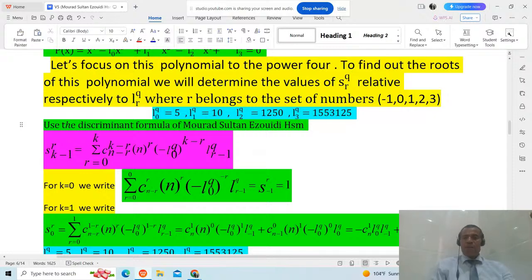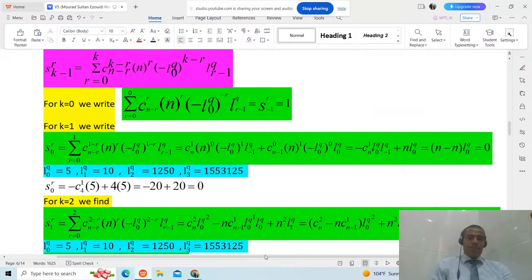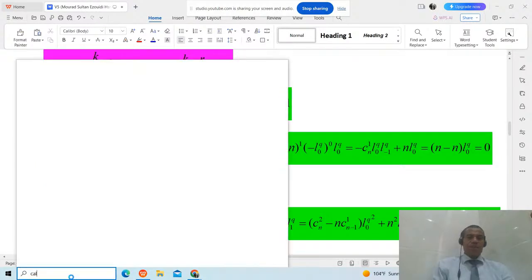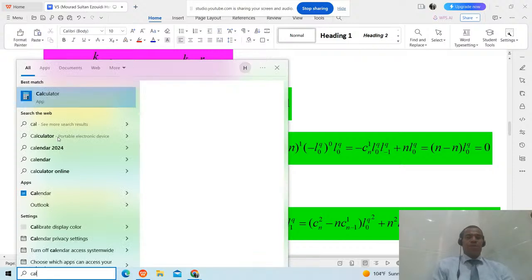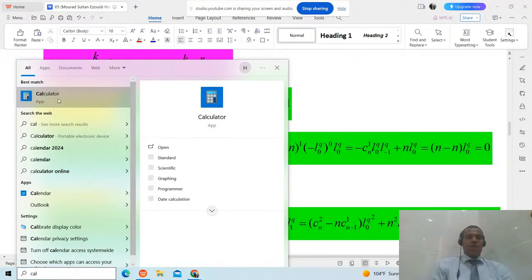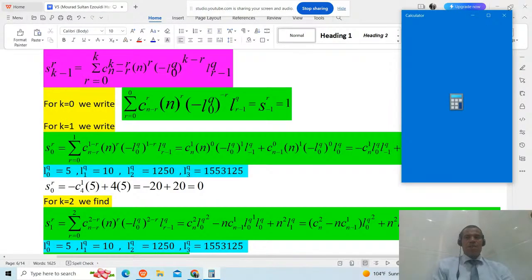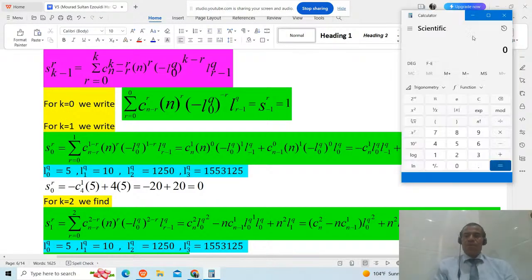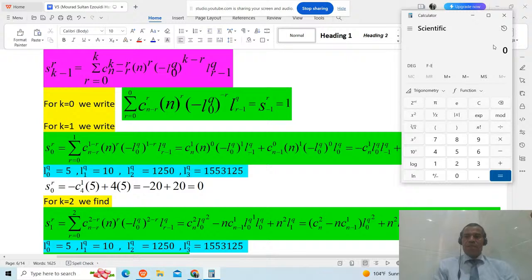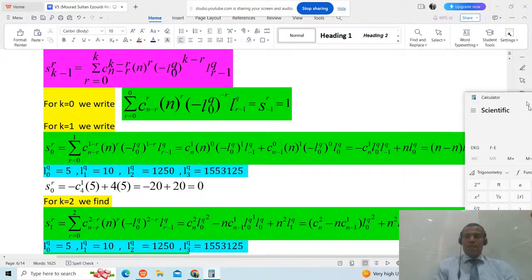Okay. Now, learners, this is the formula. I will share with you my calculator. Okay, this is the calculator. Make it smaller. Therefore, learners, you can see that.